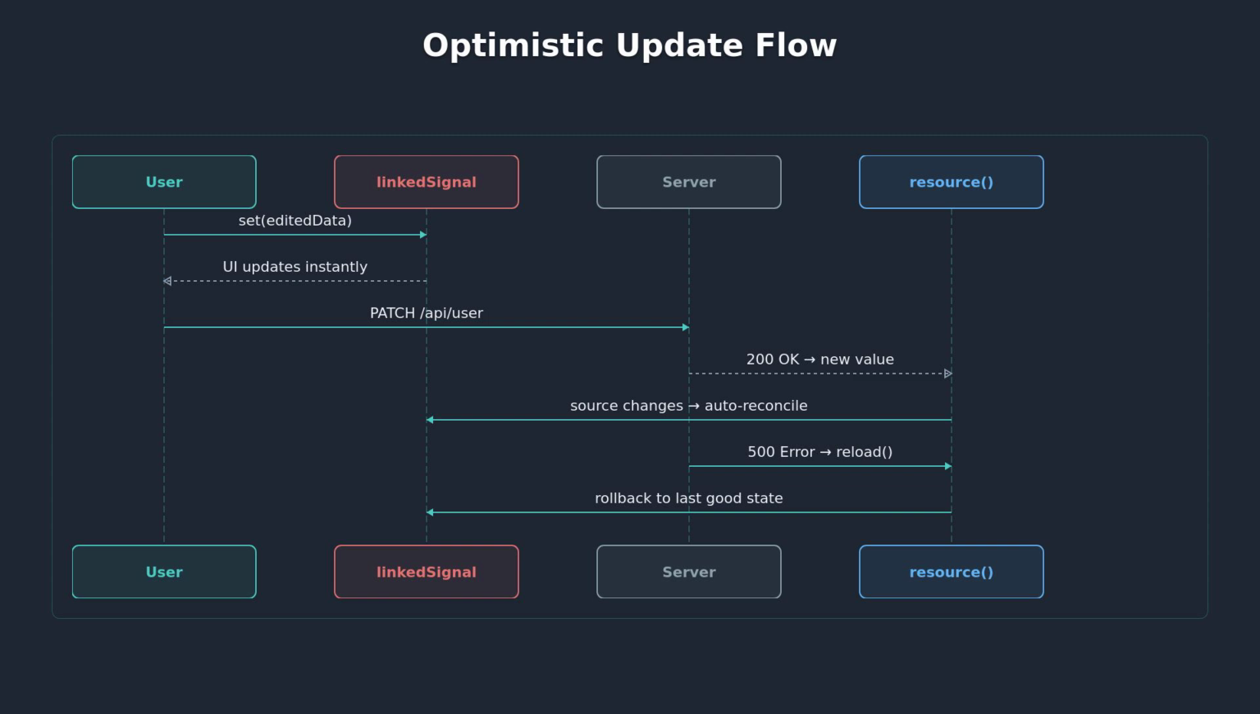If the server request fails, reload the resource anyway. Linked signal resets to the last known good server state. Rollback is automatic. This is the pattern that made Reddit say linked signal finally clicked for me. 24 upvotes on a thread about this exact use case, and not a single YouTube video demonstrates it.